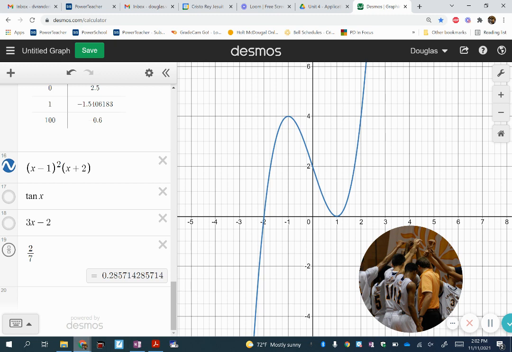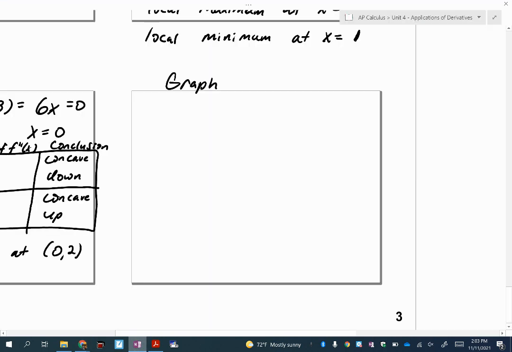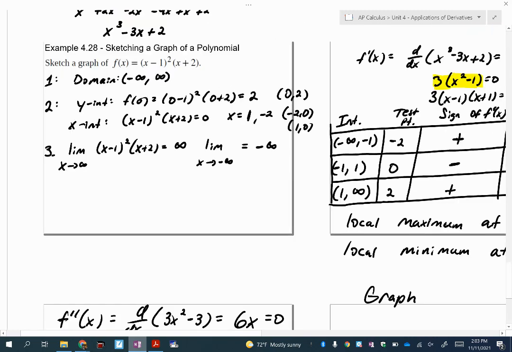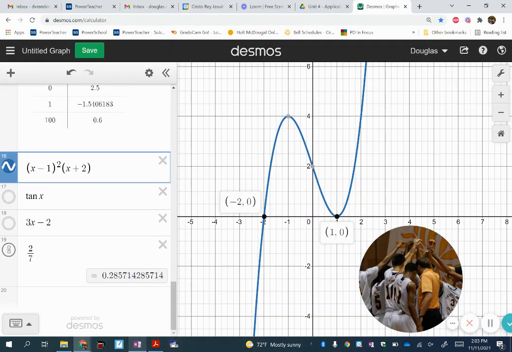The next thing we found were the intercepts. We have two x-intercepts, I should say, at 1, 0 and negative 2, 0. Confirm. Let's have that. Where is it? Right there. We have two x-intercepts. We have our y-intercept at 0, 1. Oh, sorry, excuse me, 0, 2 right there.